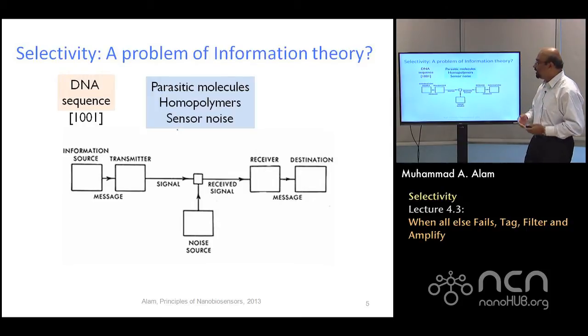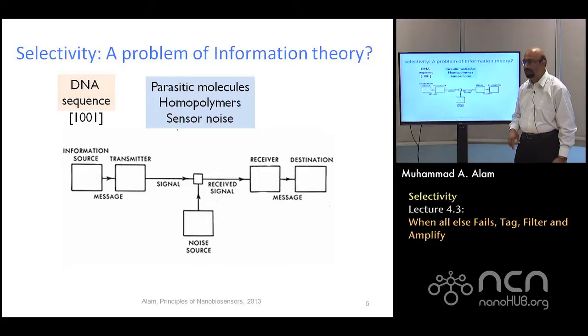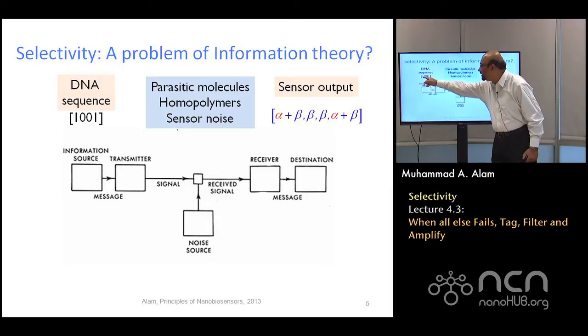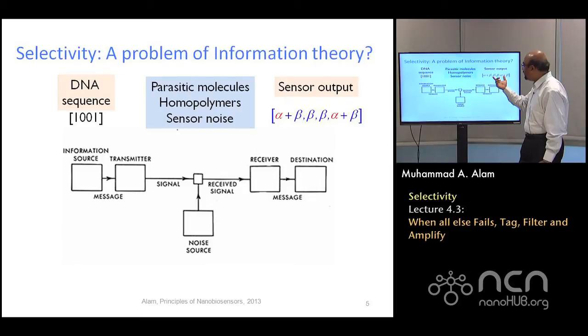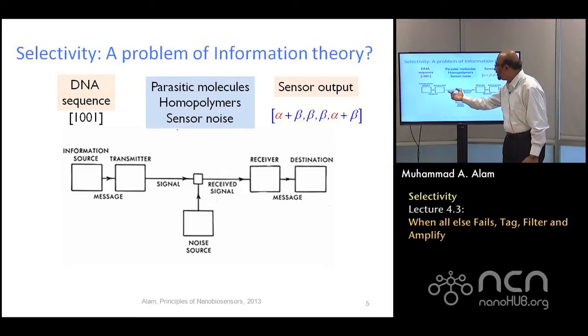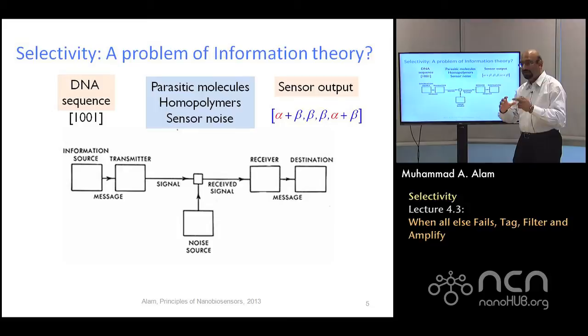And of course, what is hindering you are all these parasitic molecules, all these homopolymers. I'll explain what it is. The sensor noise associated with it is making reading difficult. And as a result, although I had a sequence 1001, that was my combination of molecules in the solution, I'm reading it slightly differently, with alpha plus beta, beta, and alpha plus beta, a slightly different sequence. And the reason is that the information-carrying channel, when I was reading it, essentially added this noise.